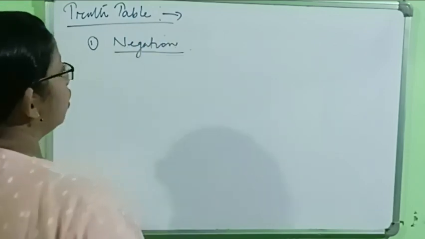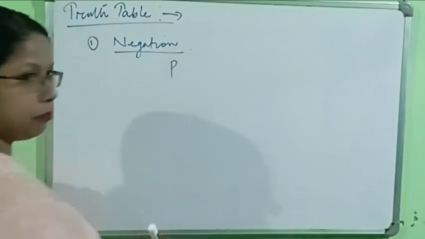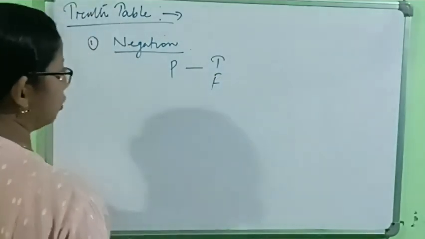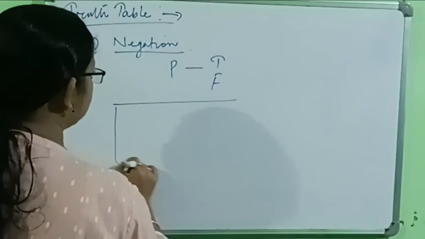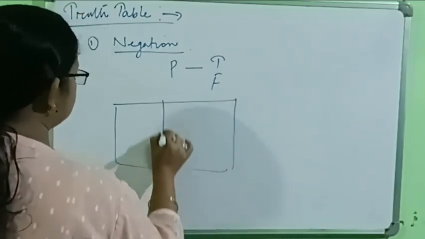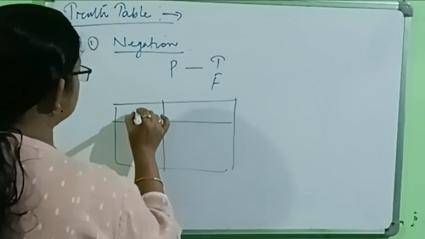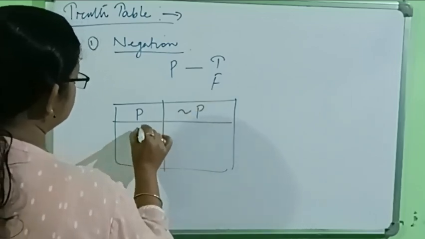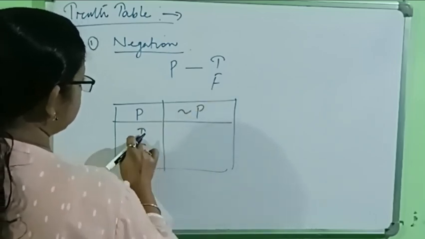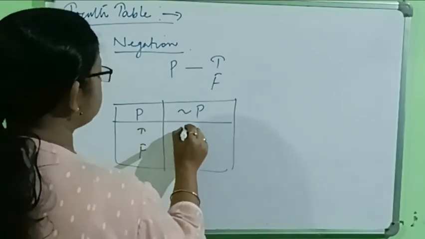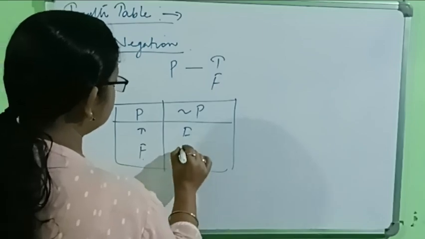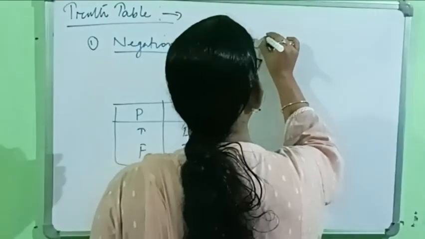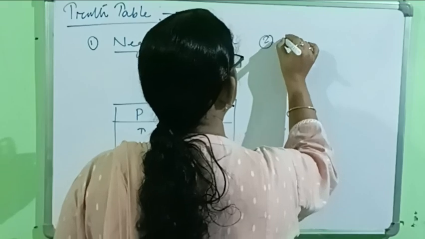Negation. Suppose I have a statement P. It has two possible values, either true or false. So for the truth value, in the truth table, we will draw this here. The statement is P, then its negation is denoted by not P. There are two values, true and false. The negation of true is false and the negation of false is true. This is for negation.